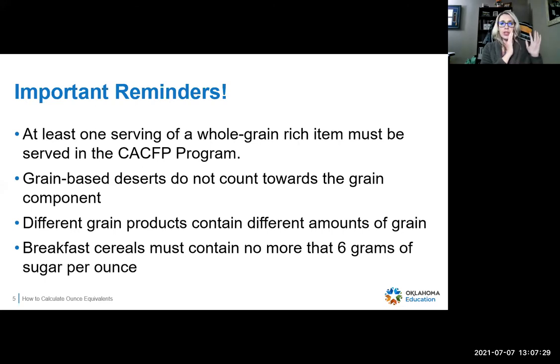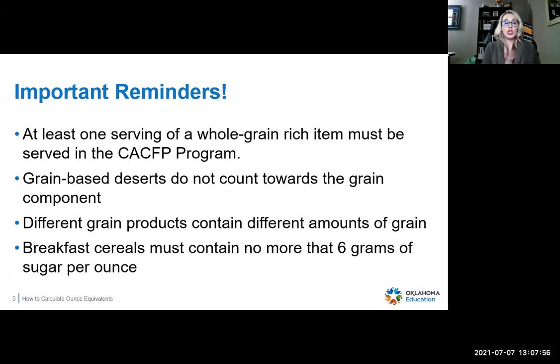CACFP focuses on sugar, and the school lunch program focuses on sodium. So I just like to tell people that, because we'll have people too that say, I work at a daycare and the school has served my kid a donut for breakfast, and they can't do that. You guys have two different requirements. So I don't want you guys getting confused. A different grain product can contain different amounts of grain, and we'll kind of be going over that so you'll understand what we're talking about.